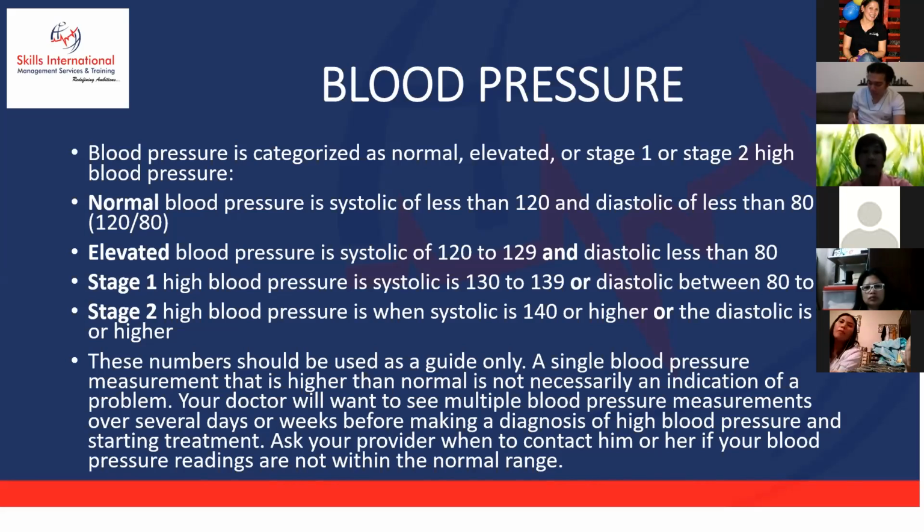In these different types of hypertension, you will compare whether the reading is more than the normal 120 over 80. If it is more than 120 over 80, you will be checking whether it is elevated blood pressure, stage 1 hypertension, or stage 2 hypertension. These numbers should be used as a guide only. A single blood pressure measurement that is higher than normal is not necessarily an indication of a problem.